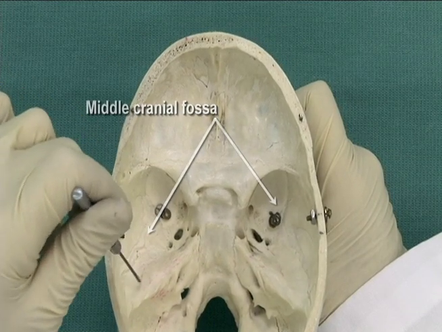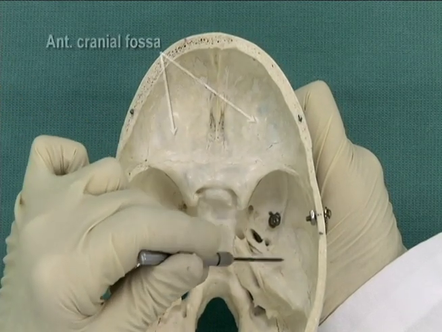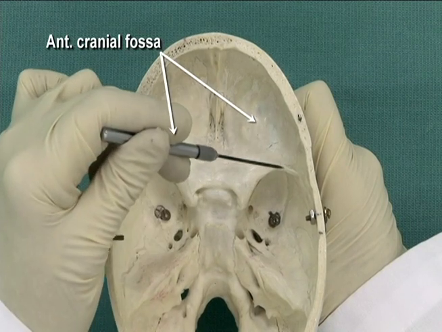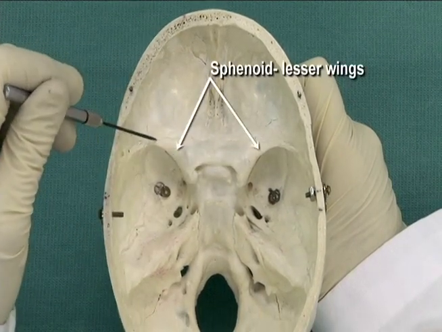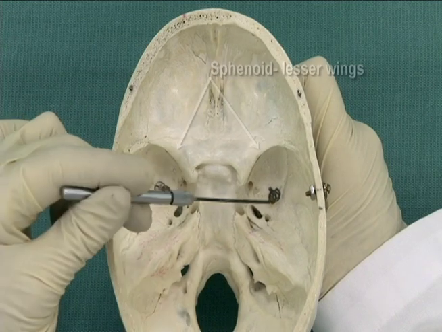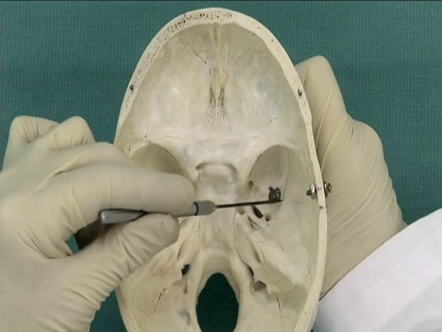Note that the middle cranial fossa is separated from the anterior cranial fossa by the lesser wings of the sphenoid. The middle cranial fossa is where the temporal lobes sit.